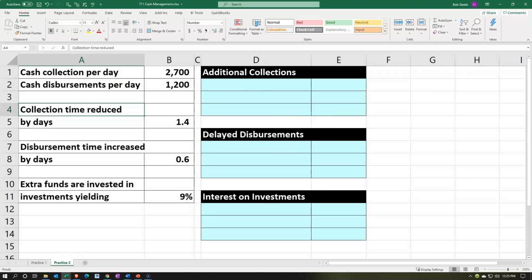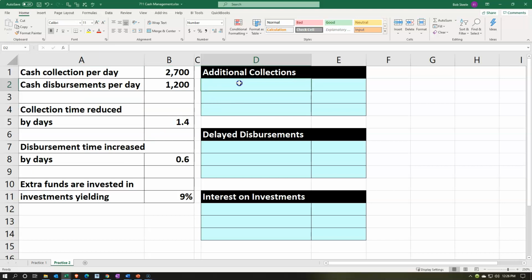So we'll go to the second tab here, and we'll just do the same thing here. So we're going to say, all right, we have a similar layout, cash collected per day, 2,700, cash disbursement per day, 1,200, collection time reduced by days of 1.4. So we're going to reduce the collection time, and disbursement time is going to be increased by days of 0.6. So it's going to take longer to disburse. And then we're going to put those funds somewhere and get a return on it for the 9% return.